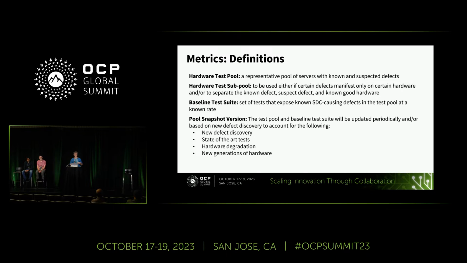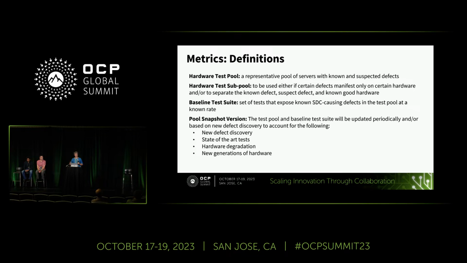Also, to be able to have a threshold or something that we measure the test against, we're going to create a test suite baseline. In this case, at a certain point in time, we're going to have a known set of tests that expose silent data corruption causing defects at a known rate, and they're going to represent the baseline.